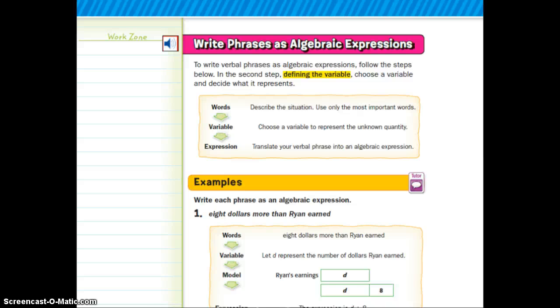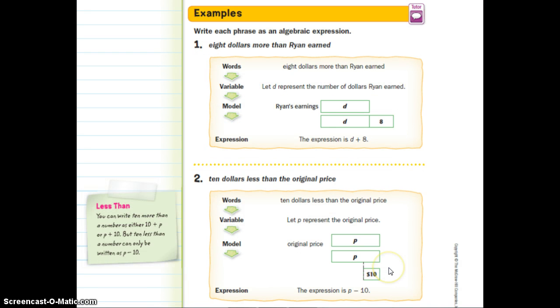Okay, so we've turned the page. When we write phrases as algebraic expressions, the first thing that we have to do is take the words and figure out what the variable is. What are we trying to solve for? So we need to read it, choose a variable, and then translate that into an expression. Alright, so let's keep working. Writing each phrase as an algebraic expression. $8 more than Ryan earned.